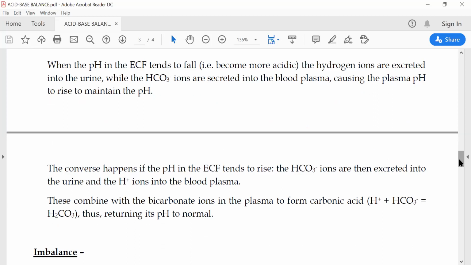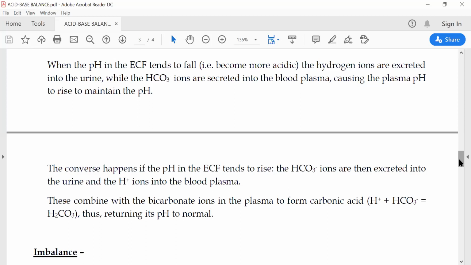So now we have seen that we have three mechanisms of maintaining the pH. The first one was the buffer system, in which we have two buffers that maintain the pH of our extracellular fluid. One was the bicarbonate, another is the carbonic acid, and we have also learned how bicarbonate and carbonic acid maintain the pH of our extracellular fluid.